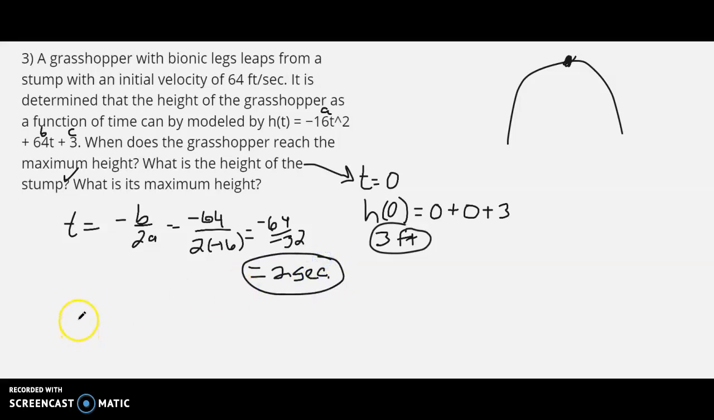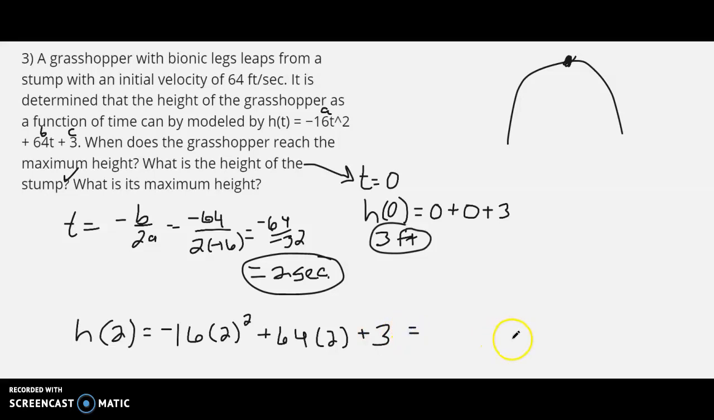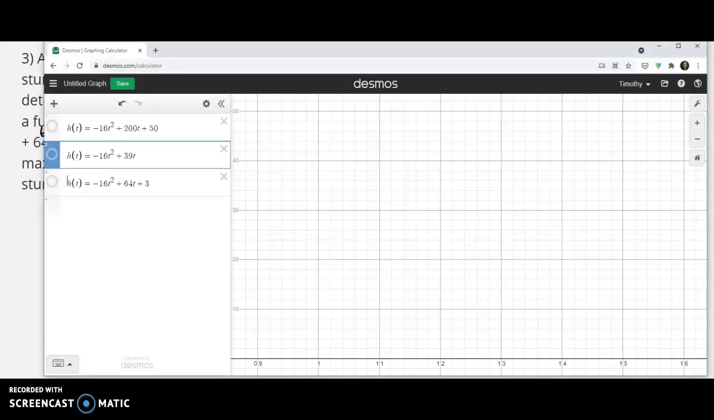To find the actual height, put 2 in for t into the function. So we have negative 16 times 2 squared plus 64 times 2 plus 3. Plugging that in a calculator, we're going to come out to be 67 feet is how high the bionic grasshopper jumps. Let's jump on over to Desmos and see this in action.